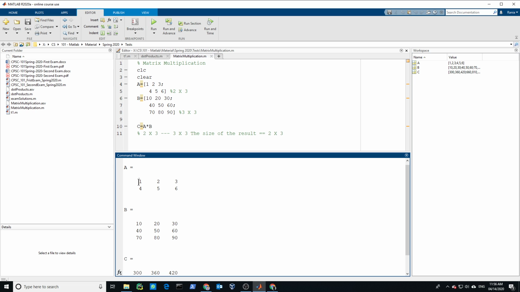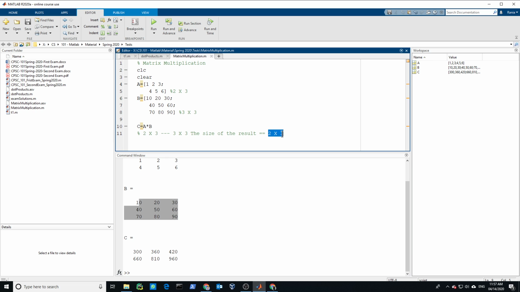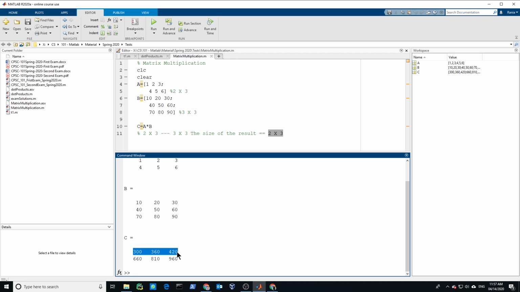So a is a 2 by 3 matrix, b is a 3 by 3 matrix, and the output, as we agreed, has to be 2 times 3. 2 rows, as you see in here, with 3 columns, and the multiplication is working. All right, so that's what it is. That's what a multiplied by b gives, a matrix multiplied by a matrix.